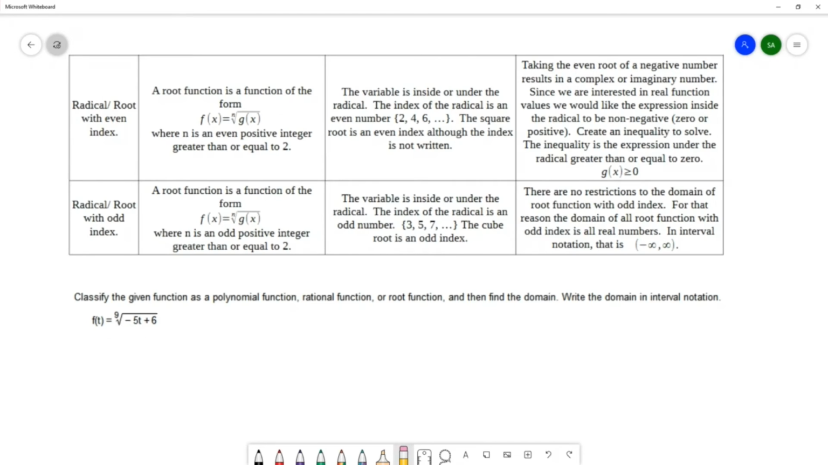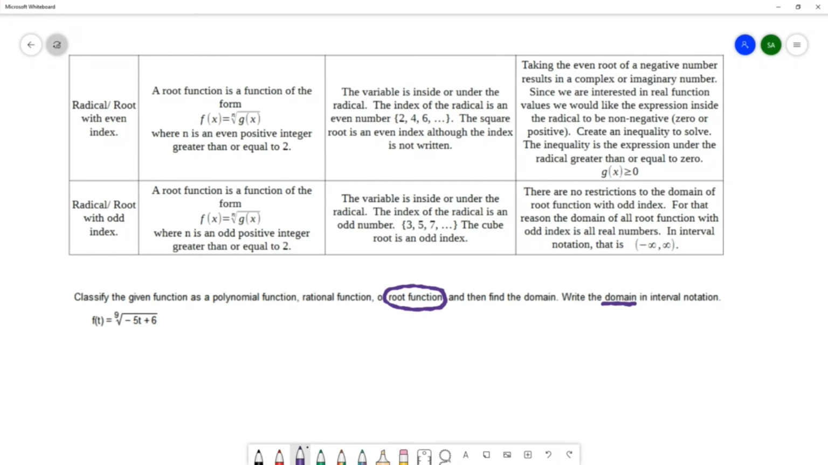So we want to classify this function as either a polynomial function, a rational function, or a root function. I think this one might be a little bit obvious, but since the function has a ninth root, we would classify it as a root function. Anytime you have a variable that's underneath a radical, we would classify that as a root function. So we're going to classify this as root. And then we're asked to find the domain of this function.